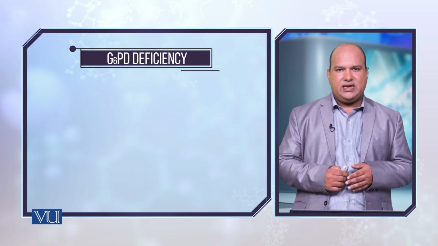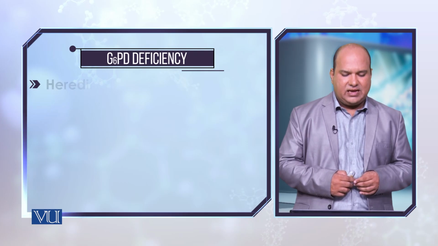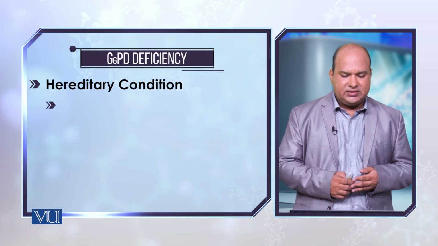So, one of the very important parts of PPP, as we have been talking again and again, is that glucose 6-phosphate dehydrogenase acts as a rate limiting factor, because it's a major enzyme. So, any defect in this enzyme will definitely have clinical relevance. If your body is deficient of this enzyme, or there are some defects in this enzyme, you will have hereditary conditions.